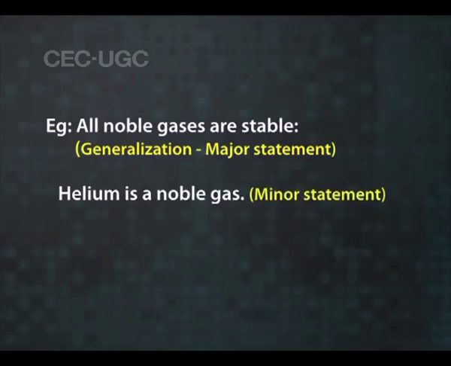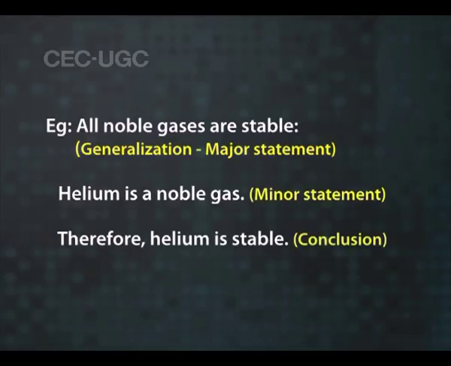Helium is a noble gas, which is the minor statement. Therefore, helium is stable, which is the conclusion. From the general statement that all noble gases are stable, it might be legitimately inferred that helium, being a noble gas, is stable. The truth of deductive inference depends only on the accuracy of the generalization on which it is based. So, the method is useful in testing hypotheses, laws and theories, and also in applying generalizations to explain new phenomena.